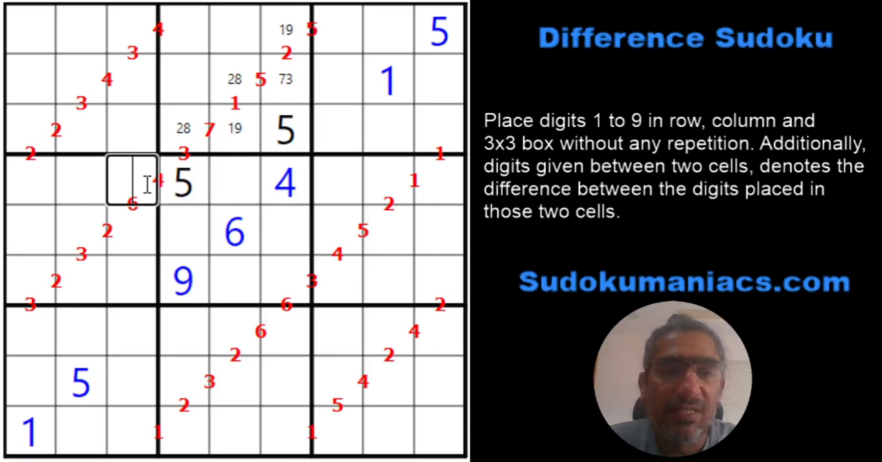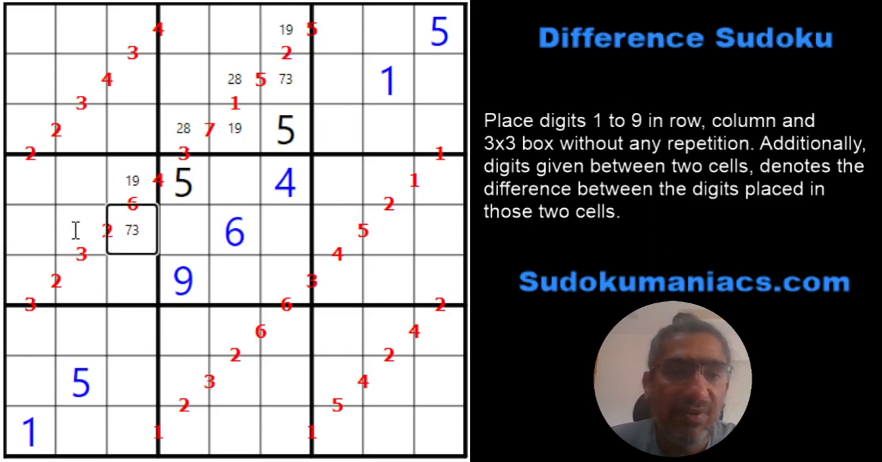Now with this 5, this has to be at a difference of 4. So 5 minus 4 would be a 1 and 5 plus 4 is a 9. So I have a pencil mark of 1 and 9. So with difference of 6, for a 1 this would be a 7, for a 9 it would be a 3.